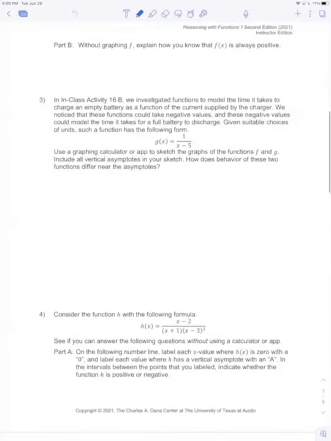Part B, without graphing, explain how you know that f is always positive. Answer, let's see. The numerator is always positive because it is constant, and the denominator is always positive because it's squared. Okay.